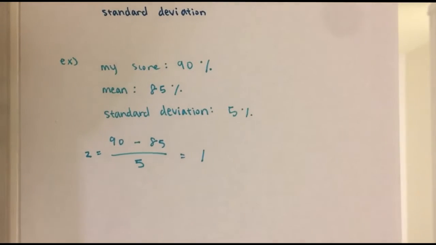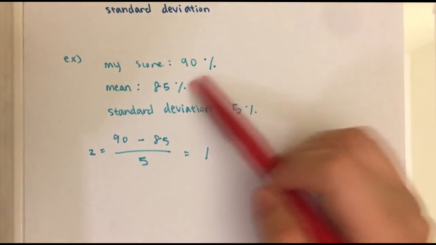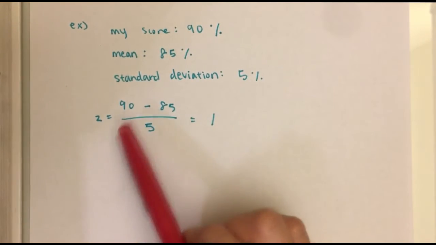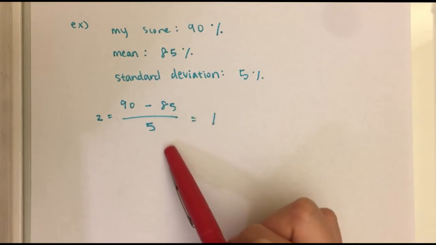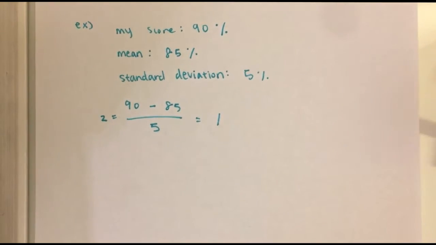Let's look at an example. So let's say I got a 90% on a test, and the mean for the class was 85% with the standard deviation being 5. To find the z-score, we do 90 minus 85 and put that over 5, and that gives me 1, which means that I'm exactly 1 standard deviation above the mean.